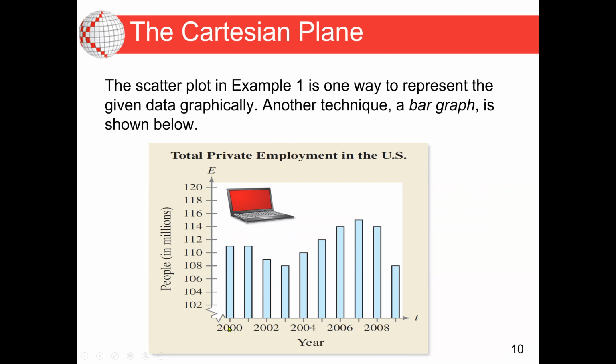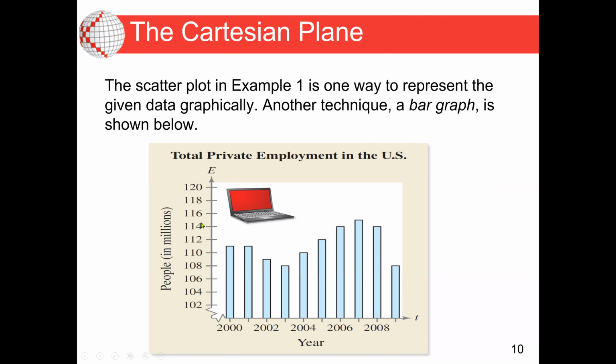So here we have, again, a bar graph. Each bar represents the data for that year and the number of people employed in the private sector. So we can see 2000, somewhere around 111 million. Then in 2008, it's somewhere around 14 million plus.